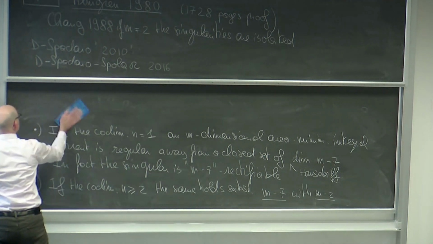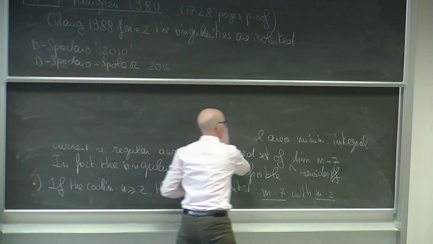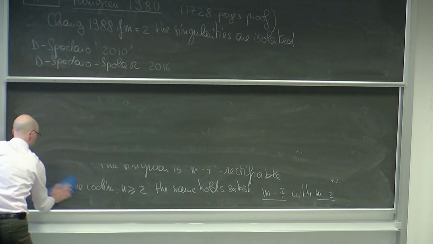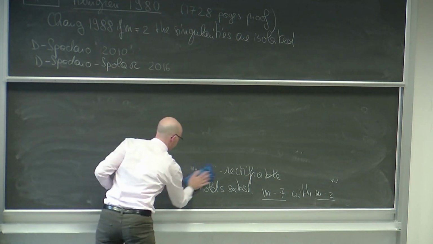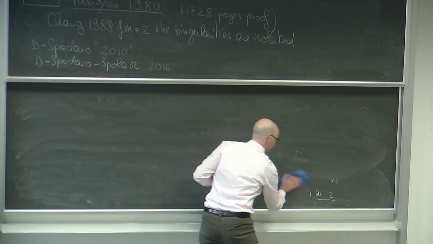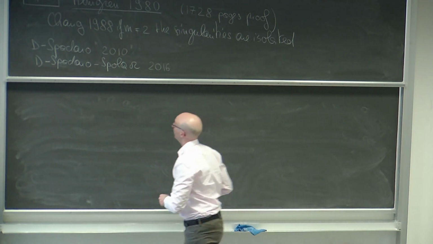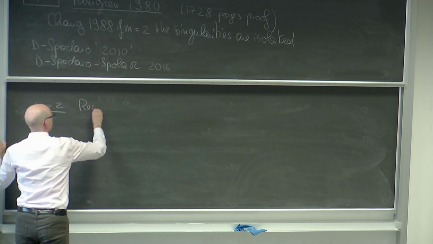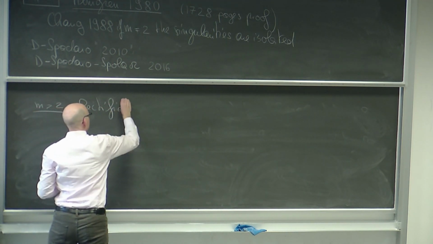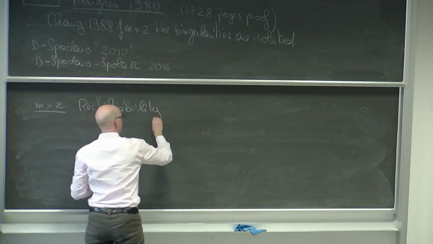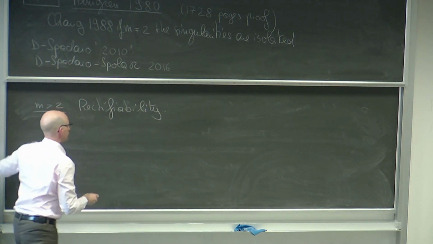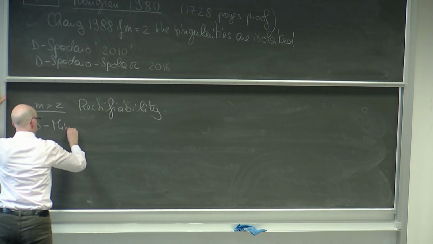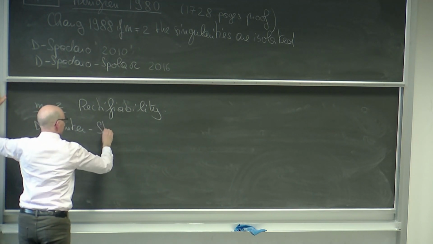So the general rectifiability is a theorem which was proved last year by two groups. So n bigger than 2 and rectifiability. There are two groups. So myself, Minter, and Skorobogatova.